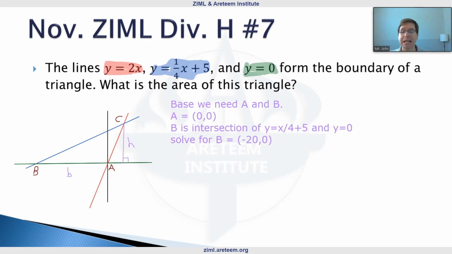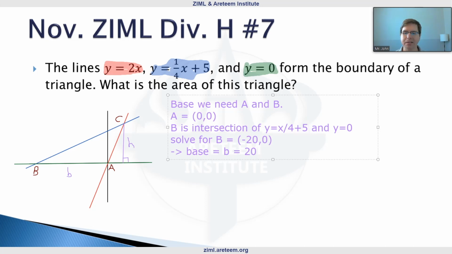Now, what does that tell us about our base, right? What is the base of our triangle? This implies the base b is equal to 20, right? We have 0, 0 to negative 20, 0. That's pretty clearly a length 20 in that case.